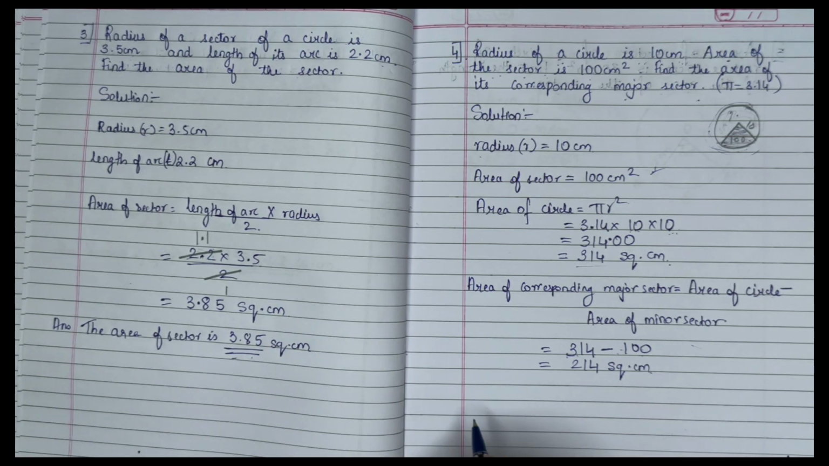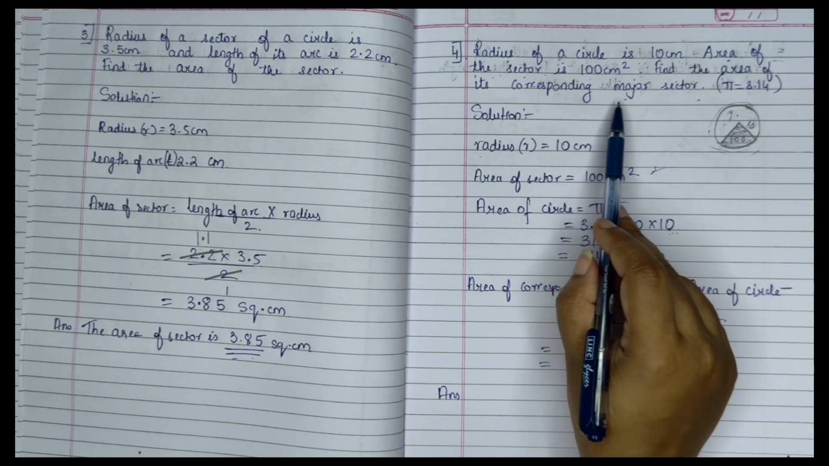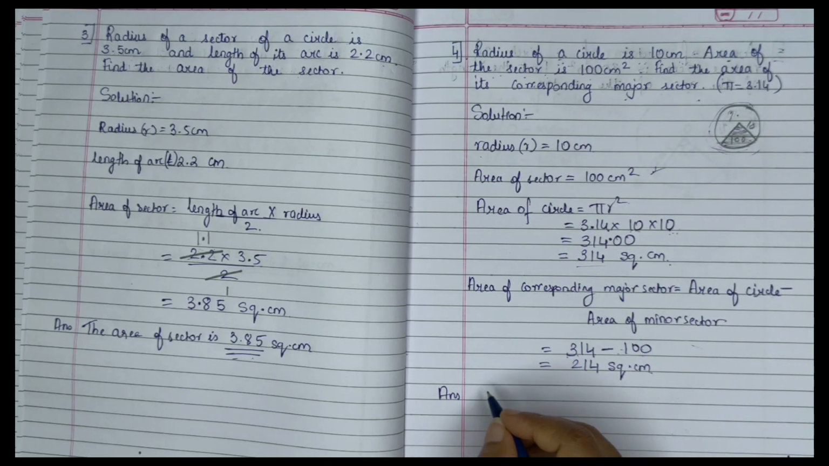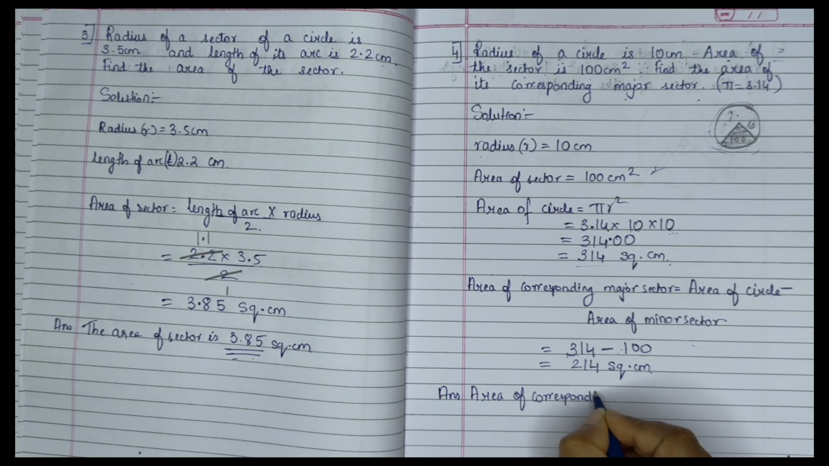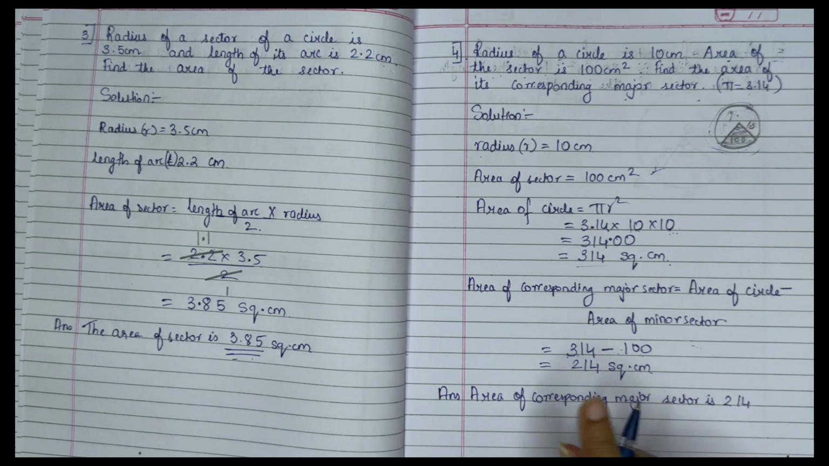So therefore, we have to find the area of major sector. Therefore the area of corresponding major sector is 214 square centimeters. Understood? We have finished the fourth sum now.